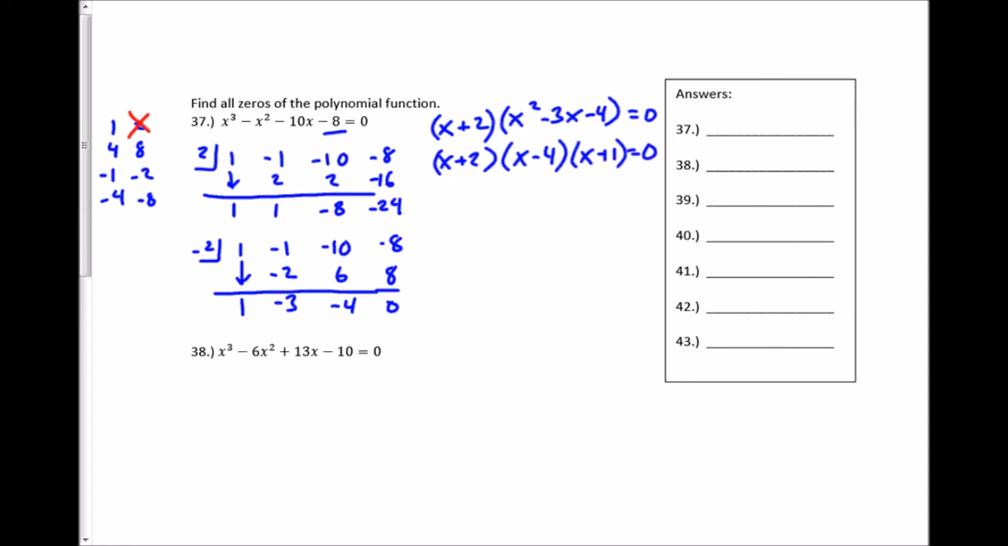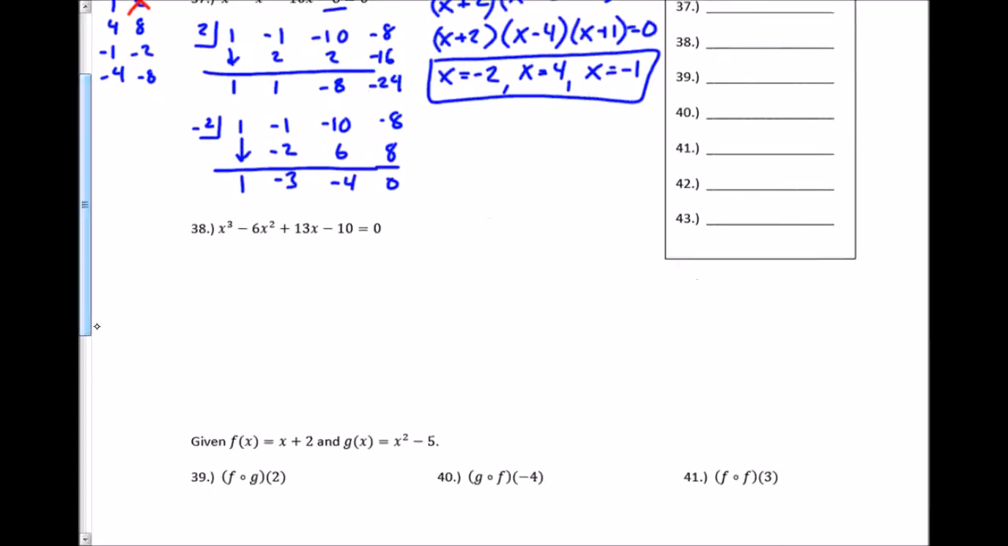And now I set each factor equal to 0, so I get a negative 2. Here I add the 4 to each side and get a 4. Here I subtract the 1 and get a negative 1. That's it. Okay, so you have to arrive at the first one by guess and check, and then you factor from there. This one's the same thing, so I do a little bit of guess and check.